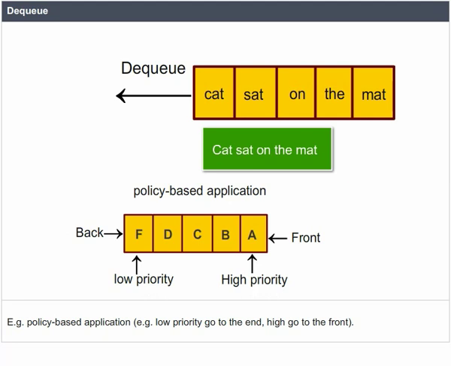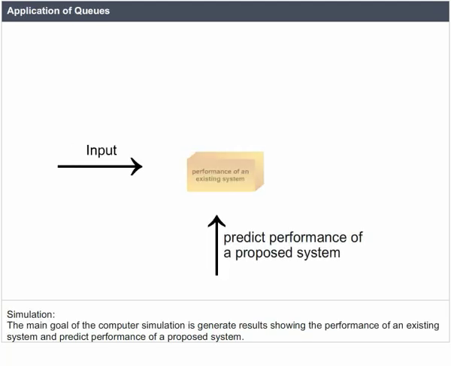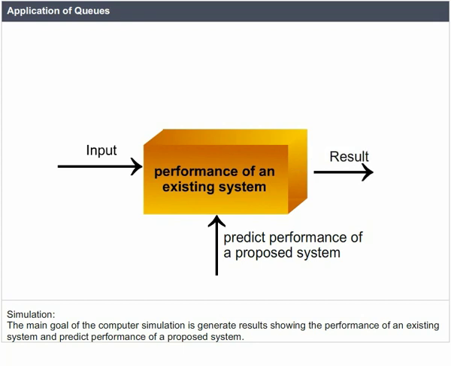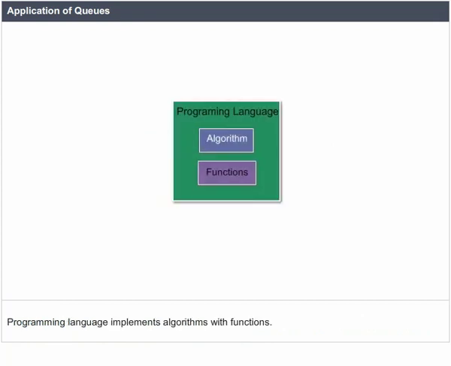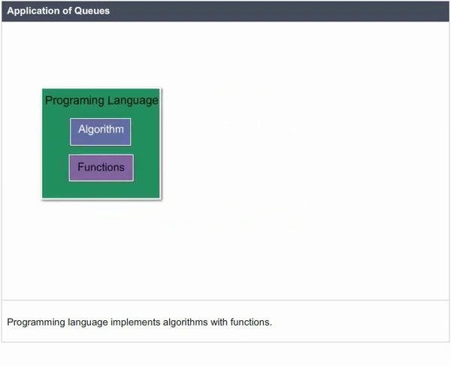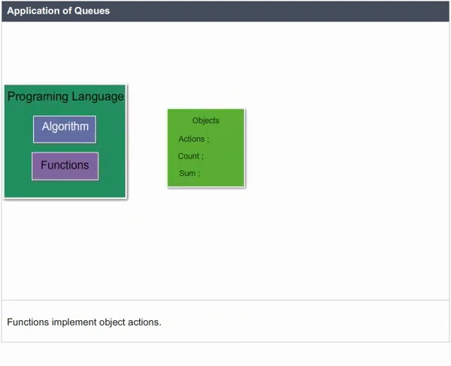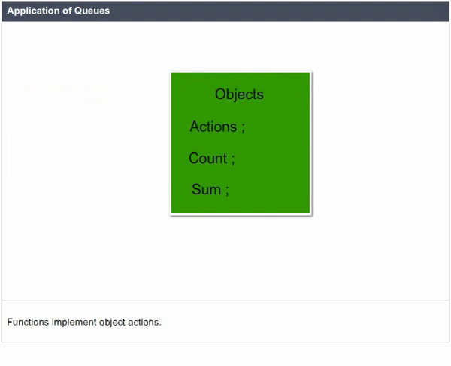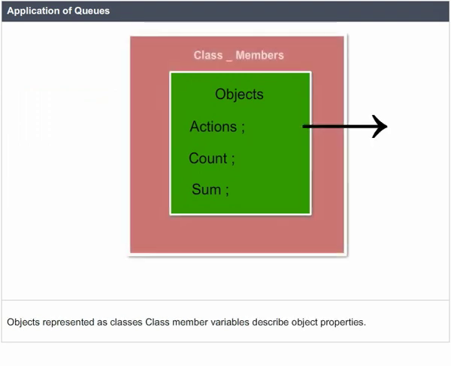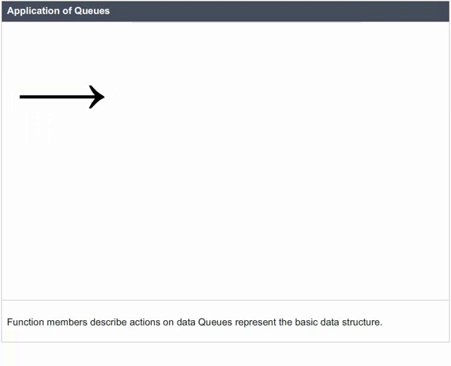Applications of queue. Simulation. The main goal of computer simulation is to generate results showing the performance of an existing system and predict the performance of a proposed system. A programming language implements algorithms with functions. Functions implement object actions. Objects are represented as classes. Class member variables describe object properties. Function members describe actions on data.